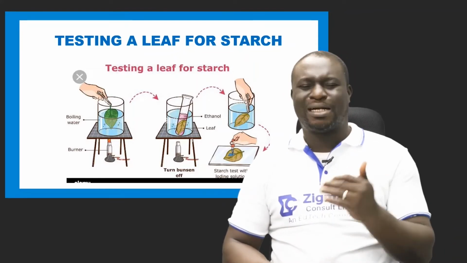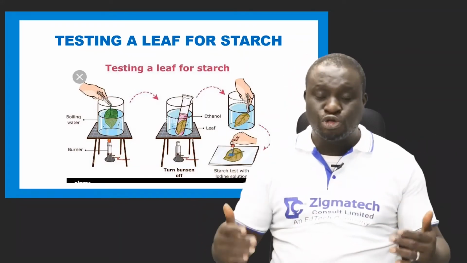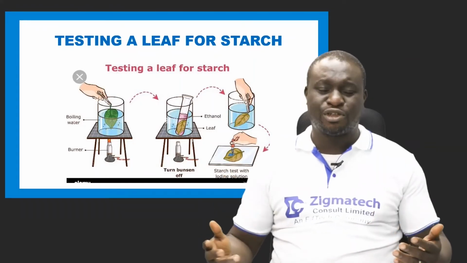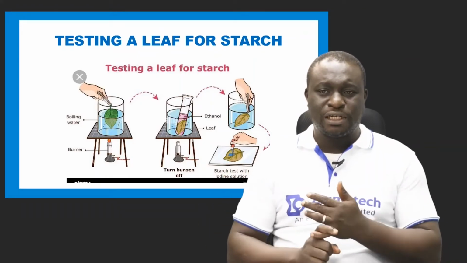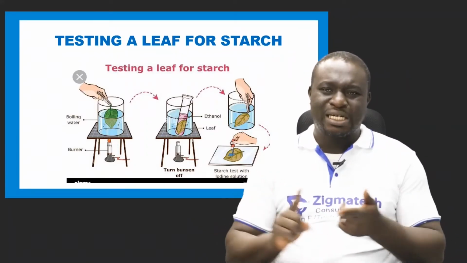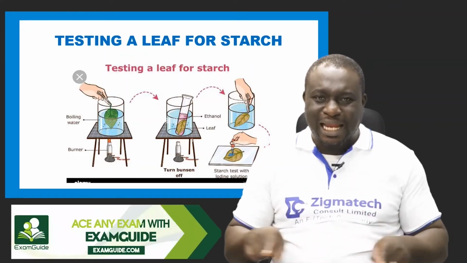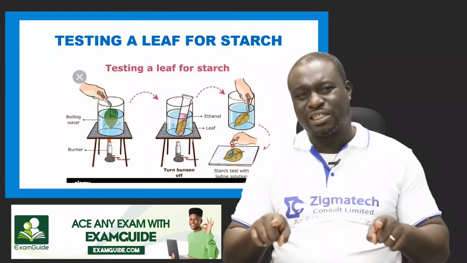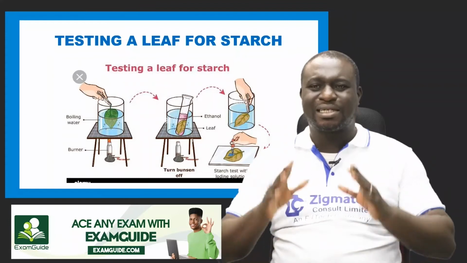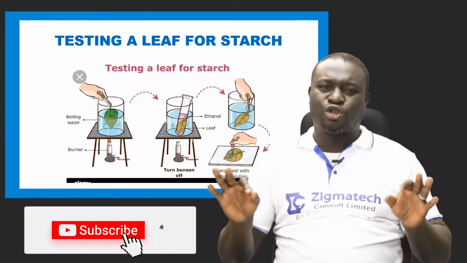Now, the apparatus or materials are the instruments or the materials you are actually using to carry out this experiment. As we can see on the screen, there are several materials. We have a Bunsen burner, a leaf, ethanol, a beaker, a test tube, a white tile, and so many other things that are necessary to carry out the experiment. So please write out your materials.